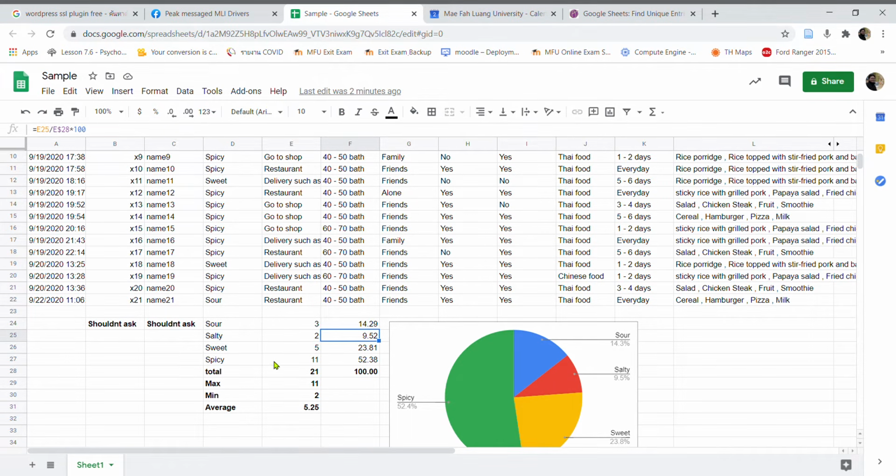So you can see from the percentage that spicy 11% is much more than the average. The average is above sweet. And then you can highlight this and create this graph.